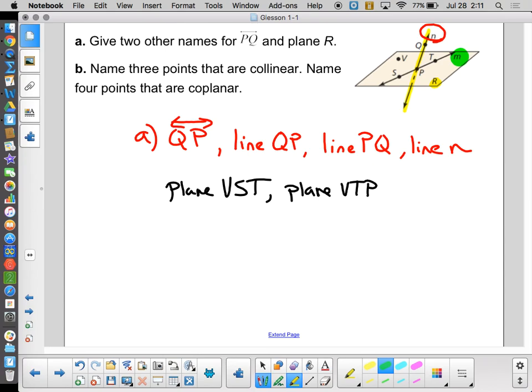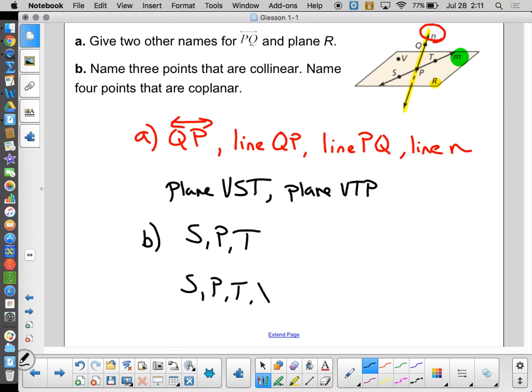Next, B. Name 3 points that are collinear, name 4 points that are coplanar. All right, so collinear points are points that are on the same line, collinear. So 3 points that are collinear would be S, P, and T. 4 points that are coplanar would be S, P, T, and V.